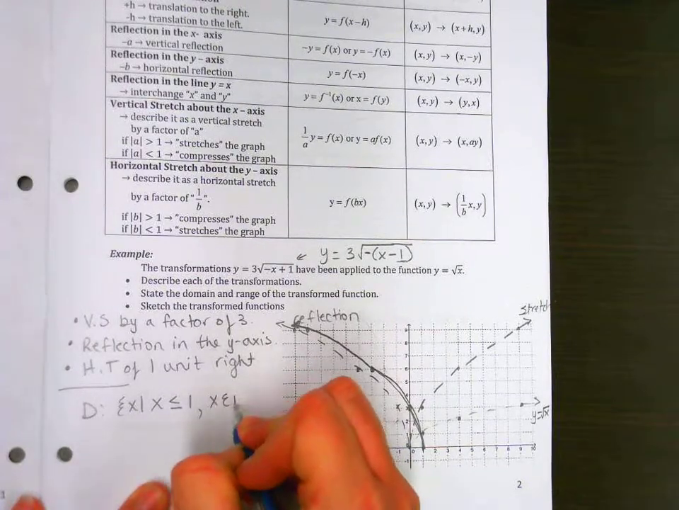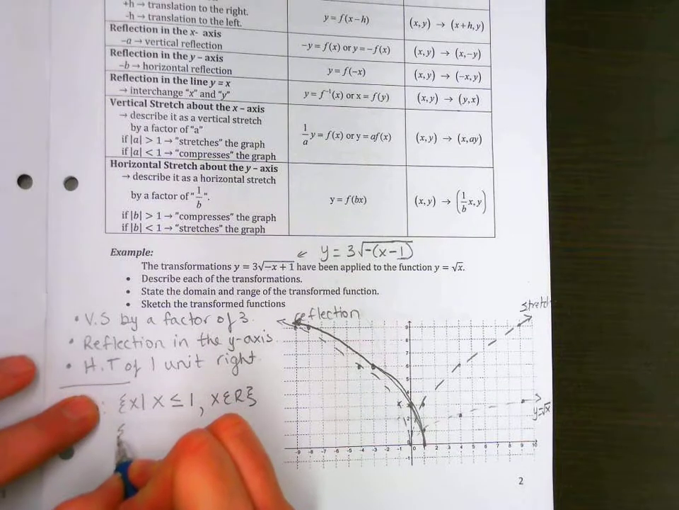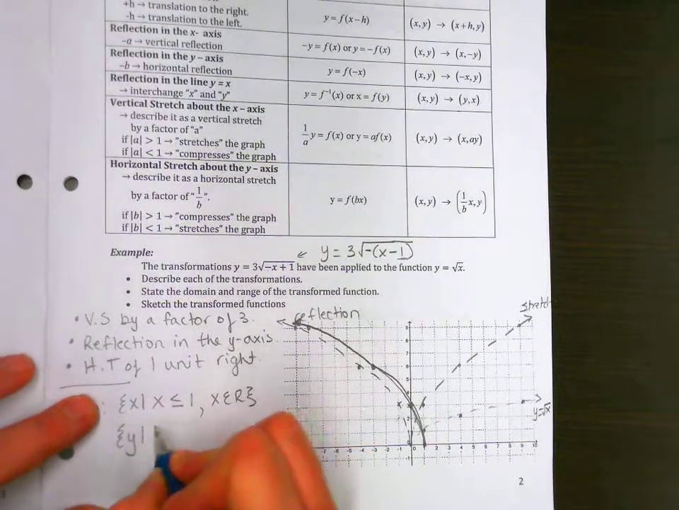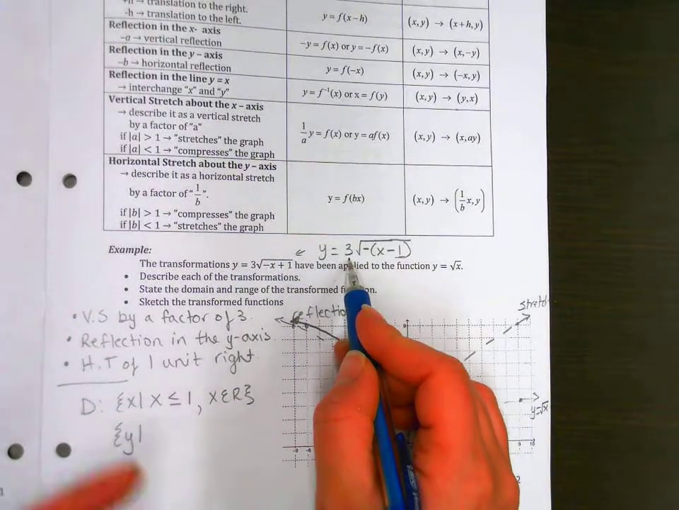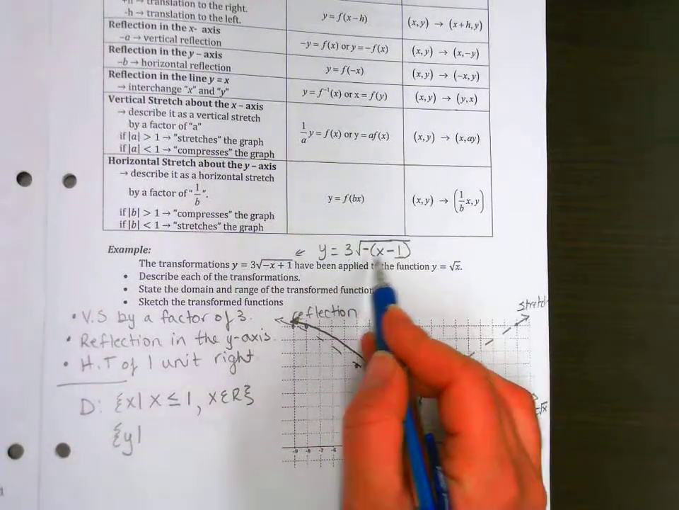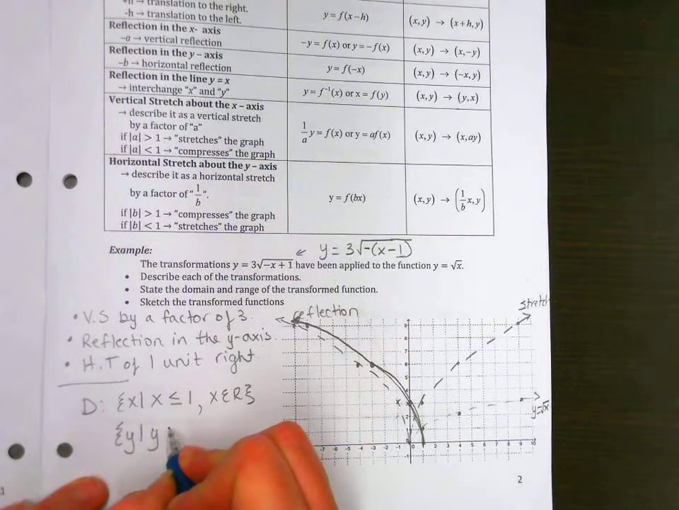And then my range value doesn't change from my original function, okay, because a stretch doesn't affect the range, and I didn't reflect or translate it vertically, so my range should just be everything greater than or equal to 0.